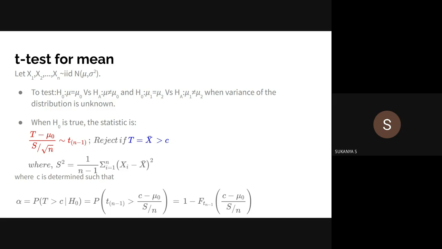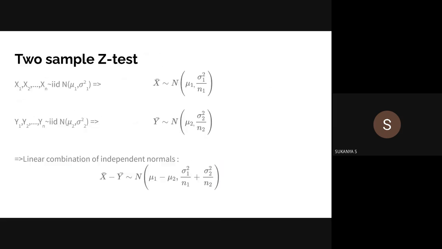So when you know the variance of your population, you use the z test, and when you don't know the variance of your data, you use the t test. Both the z test as well as the t test you could use in the two sample case also. Again, you could think of the same averages that I mentioned above. When you know the variance, you do a z test, and when you don't know, you do a t test.